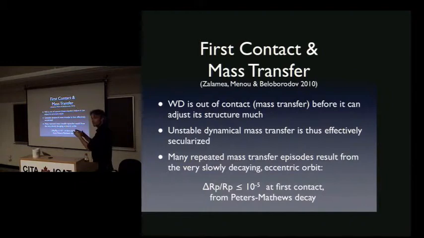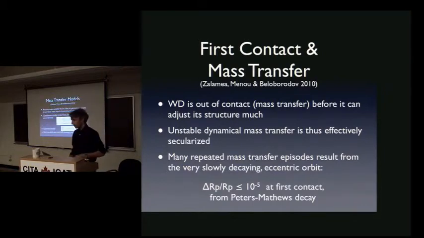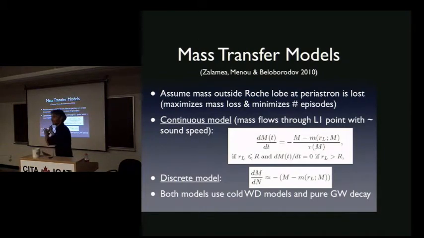So the first time you fill your Roche lobe, it's a tiny amount of the mass, the atmosphere of the white dwarf, that overfills the Roche lobe, and that is transferred, and then you don't have time to adjust, because the mass transfer episode is so short, it's comparable to your dynamical time. So you do expect these repeated mass transfer episodes. We did models of this, and I'll tell you what the model is.